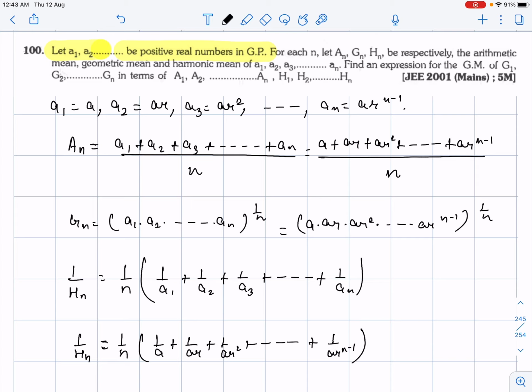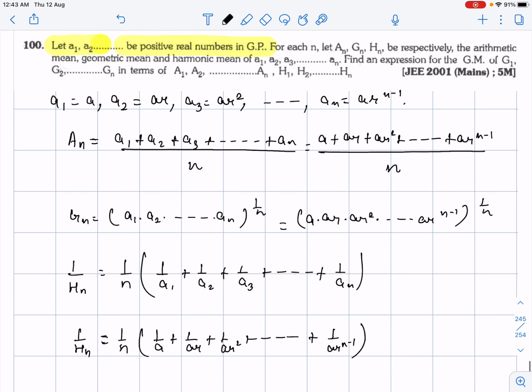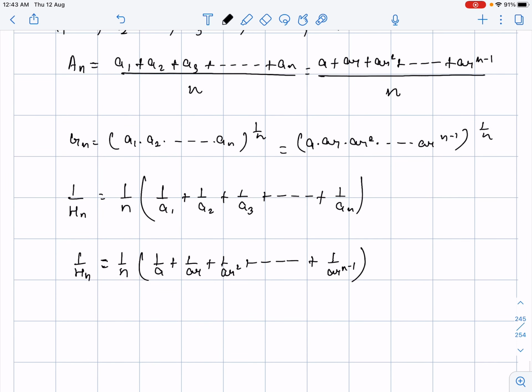Proceeding further, we will get the value of An. We compute An by making use of the sum of n terms of a geometric progression. So a times r to the power n minus 1 divided by r minus 1 will be written, whole divided by n.